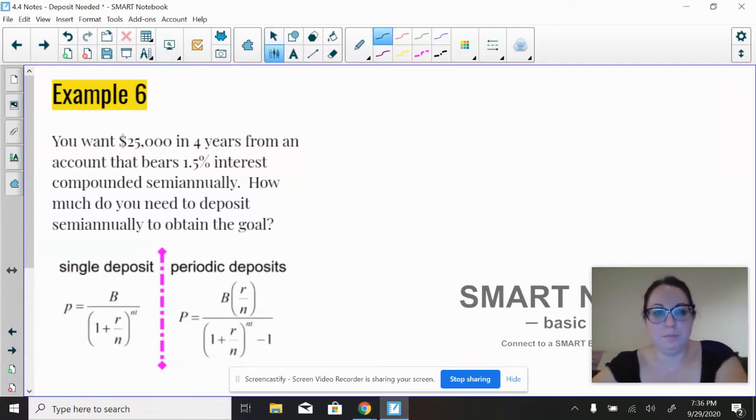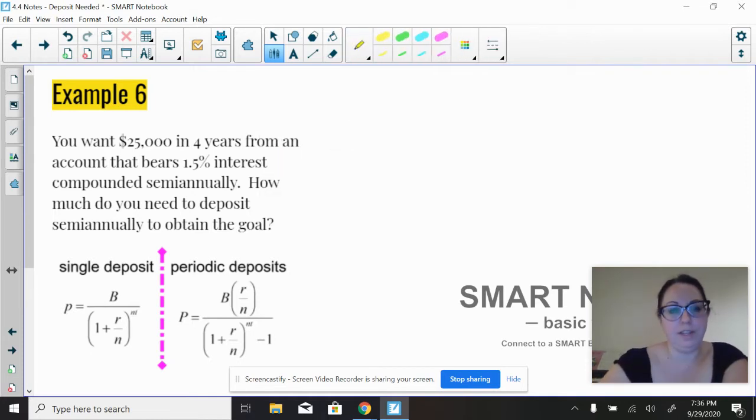So we're looking at example 6. We've got the two options. We've got to decide if this is a single or a periodic deposit. It reads, you want $25,000 in 4 years from an account that's going to bear 1.5% interest that is compounded semi-annually. How much do you need to deposit semi-annually to obtain this goal?